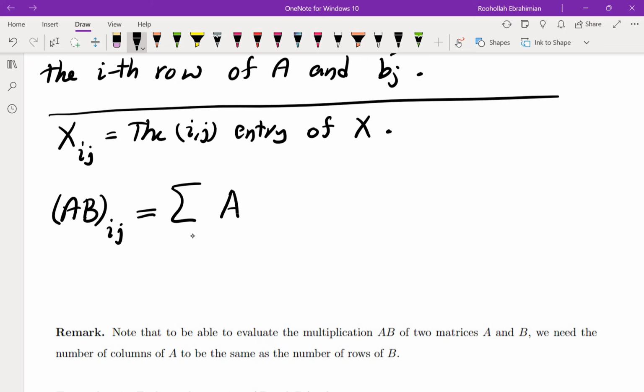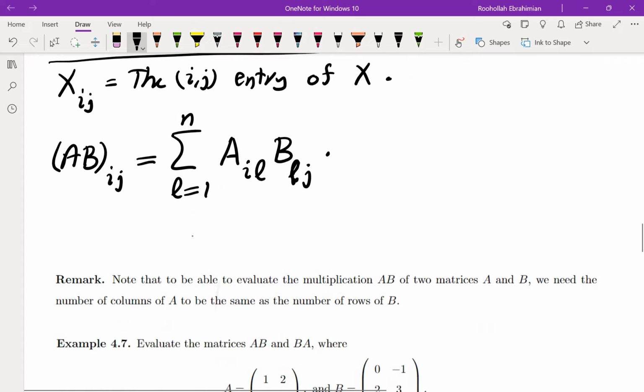of A, so it means I have to look at a_il. These are going to give me the ith row of A, and l goes from 1 to n, because those are the entries in the ith row. And then I have to find the dot product of that with the jth column. So this is the way you can write down the entries of AB using sigma notation. And this is useful in a later video when I'm going to prove some of these properties of matrix multiplication.